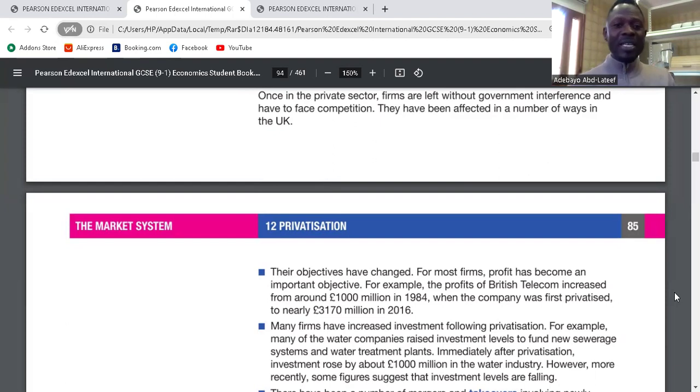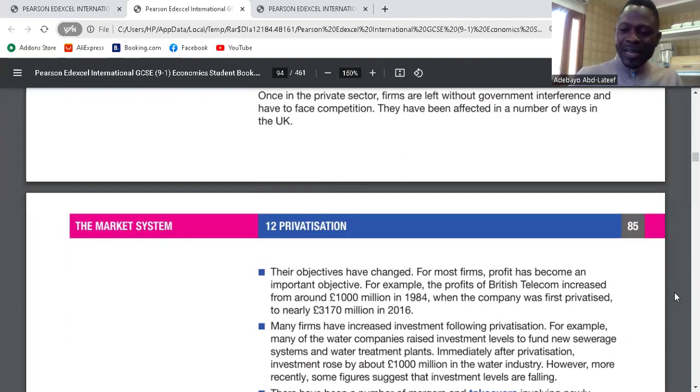So, which means the objective of the business might change over time. So here they said, the objective have changed. For most firms, profit has become an important objective. For example, when the company was first privatized, because it's more of UK, which we don't really need here. So when it comes to privatization, if it was about the public sector, it's about quality service. Now, coming to the private sector, you have to change your objective to become profit maximization. That would be an objective.